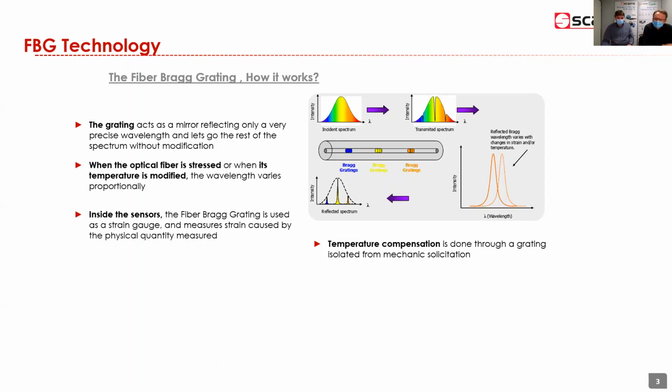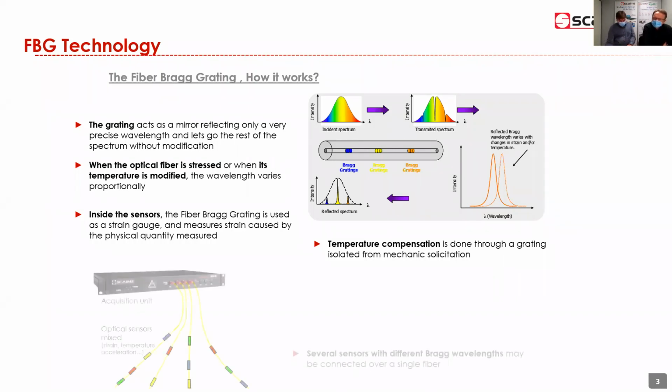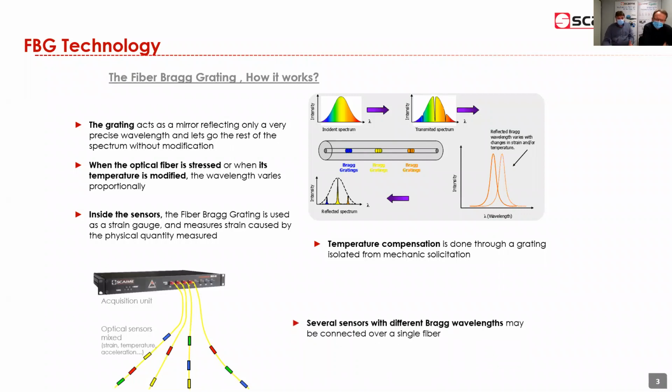So to make this temperature measurement, we just have a Bragg grating, which is in a body with absolutely no mechanical solicitation that can be transferred to the Bragg grating. So the grating, the sensor, is sensitive only to temperature, and by measuring the temperature variation, we can compensate the signal from the other sensors. So this means also that in the lines we will have to integrate some temperature sensors for this compensation.